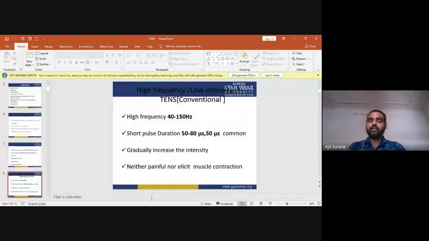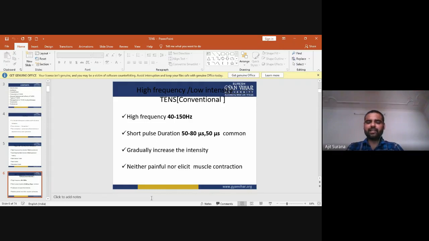Now first we are discussing the high frequency or low intensity TENS, or conventional TENS. The frequency of high frequency TENS is 40 to 150 hertz. It has a short pulse duration, 50 to 80 microseconds, or 50 microseconds commonly.